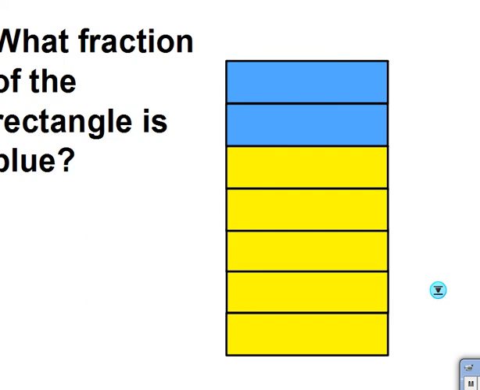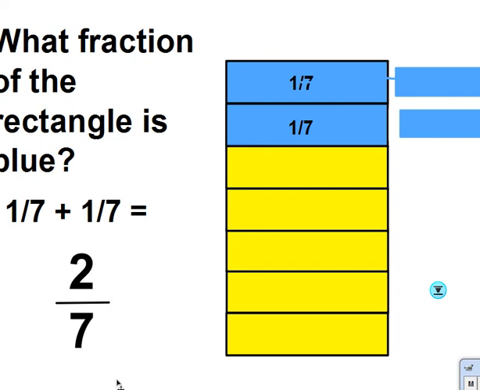What fraction of the rectangle is blue? Think time. Here we have 1/7 of a whole and 1/7 of a whole. Therefore, 1/7 plus 1/7 equals 2/7.